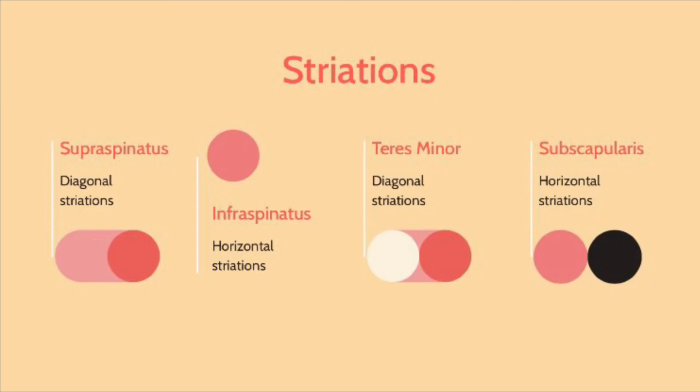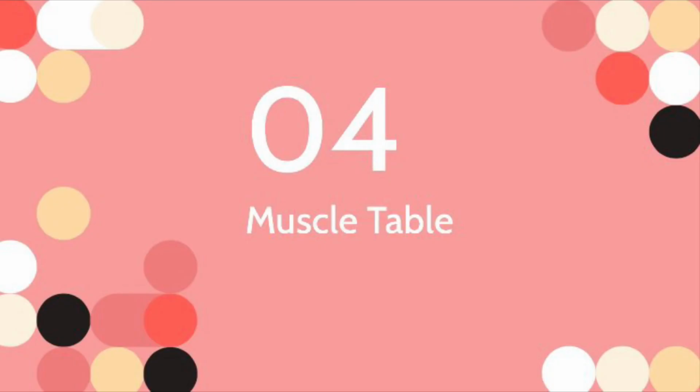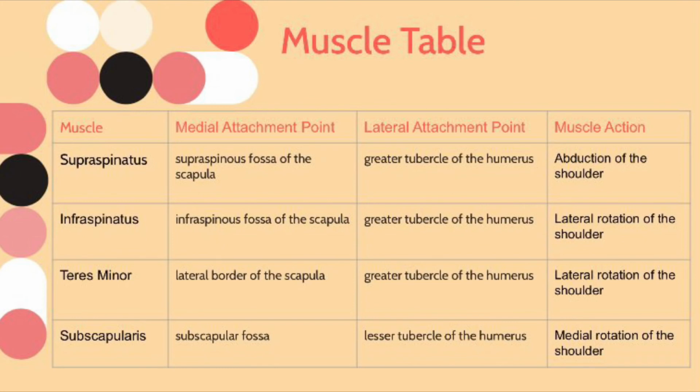The supraspinatus muscles and the teres minor muscles have diagonal striations, while the infraspinatus and the subscapularis muscles both have horizontal striations. Finally, we have our muscle table. As you can see, each column has the muscle, the medial attachment point, the lateral attachment point, and the muscle action. The supraspinatus muscle connects medially at the supraspinatus fossa of the scapula, laterally at the greater tubercle of the humerus, and its action is abduction of the shoulder.